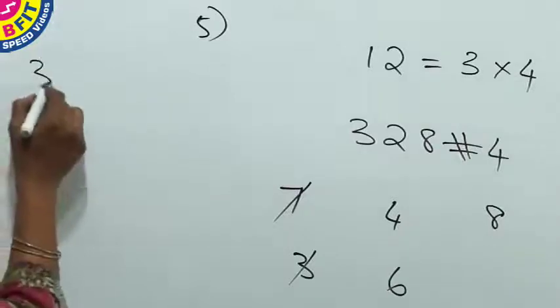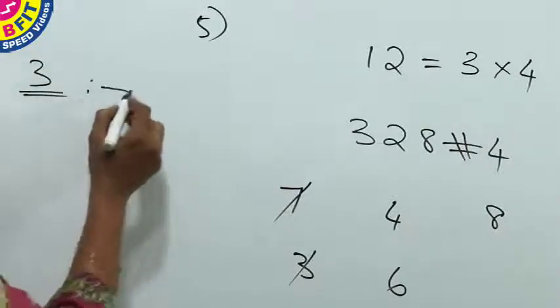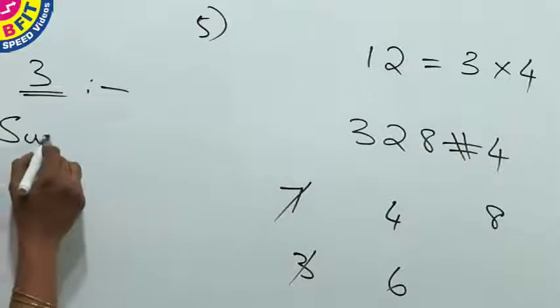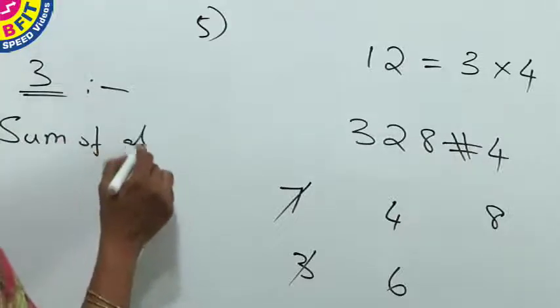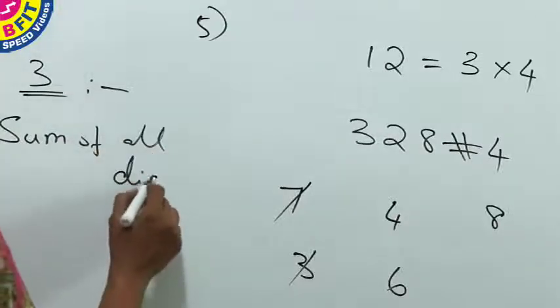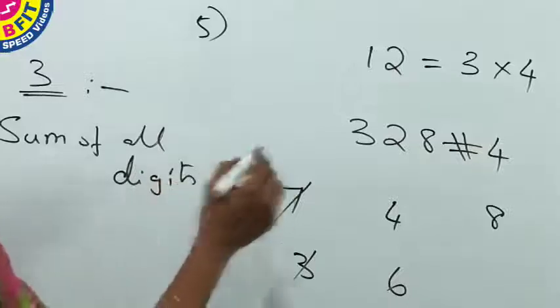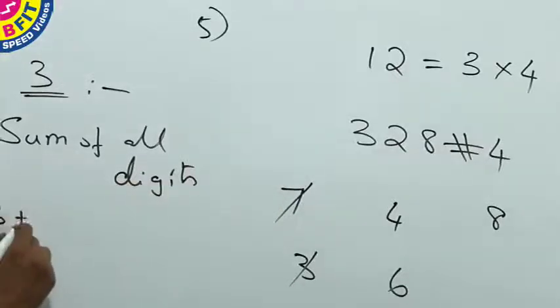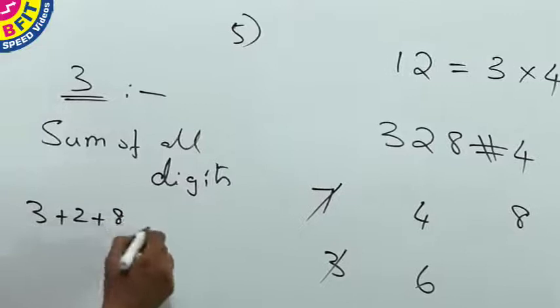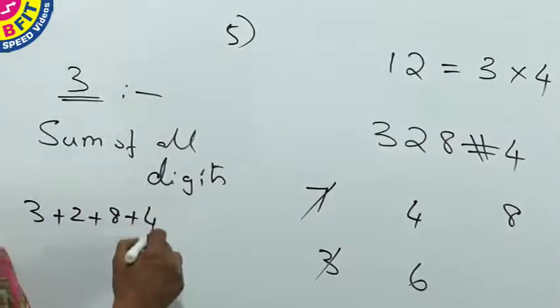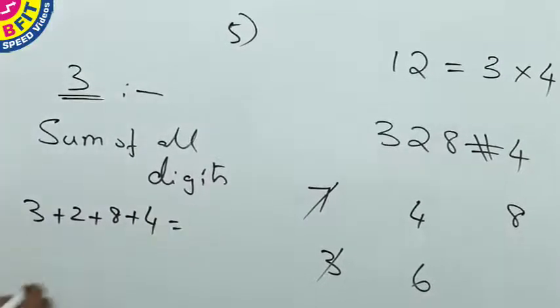Now the test of divisibility for 3. The sum of all digits should be divisible by 3. So the numbers we have are 3 plus 2 plus 8. The hash has to be found. So the remaining numbers' sum comes to 17.